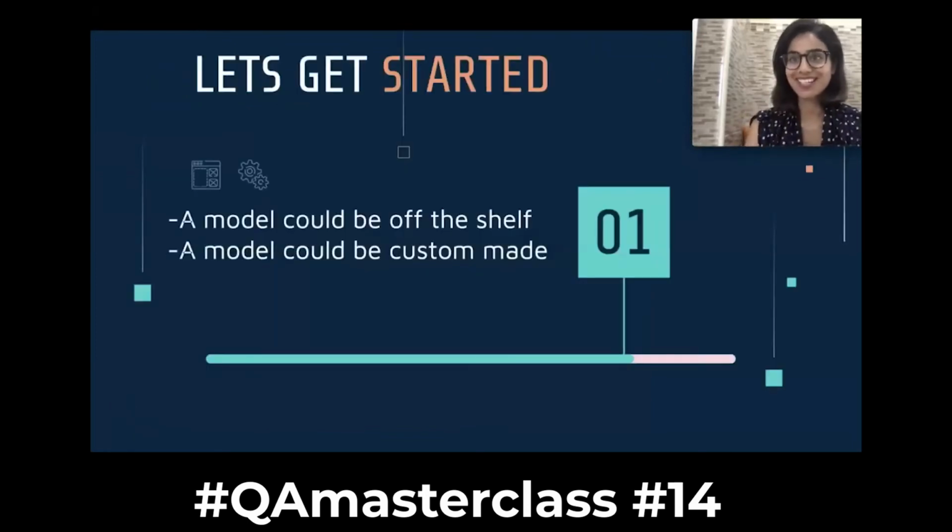So let's get started. A model can be of 2 types. It could be off the shelf or custom made. In my team, we've got a custom made one. Depending on what you use, you need to understand that you should have processes around testing for it. Also, you should consider how often you're going to train your model. What I mean by training is you input data, you run it, and you observe the results and see if they're good or not.